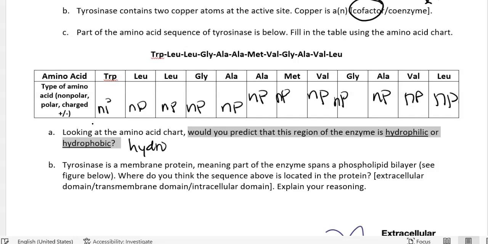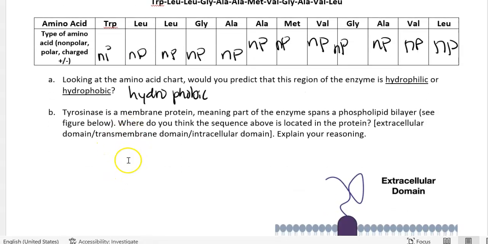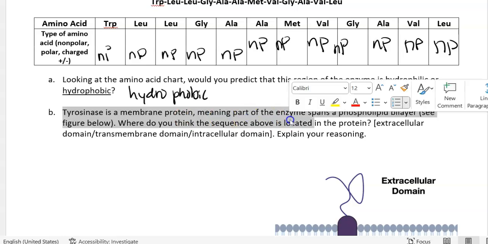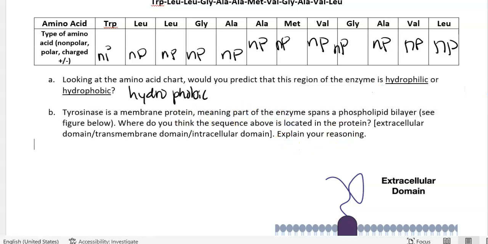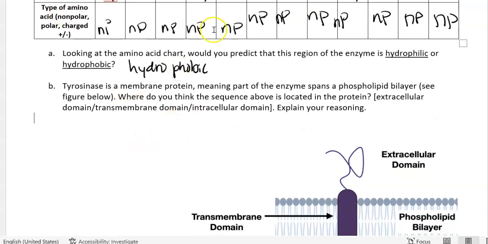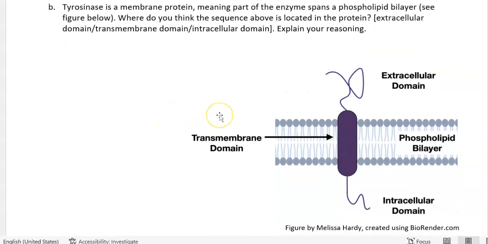Most of us got this right. This is a hydrophobic region of the enzyme. Turns out tyrosinase is a membrane protein, meaning that part of the enzyme spans a phospholipid bilayer. Where do you think this sequence that's full of nonpolar amino acids is located? And we should be getting pretty good at this by now.